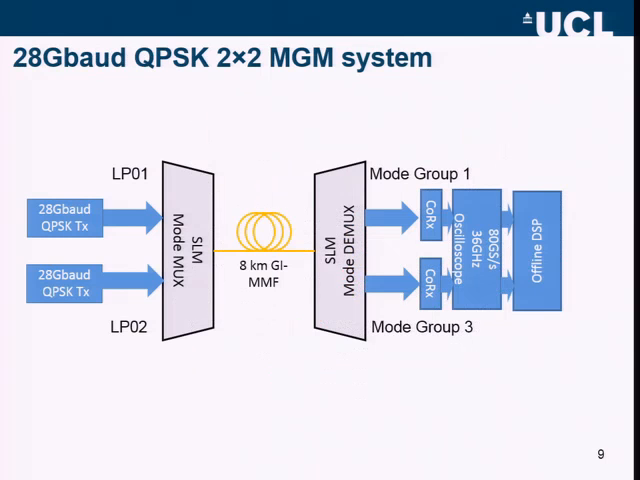So in order to compare the system performance, we use a 2x2 mode-group-division multiplexing system. At the transmitter, we're using a 28 gigabaud QPSK signal, and we're using a spatial light modulator to multiplex these two signals into LP01 and LP02. Then it's transmitted through 8 kilometers of graded-index multimode fiber. At the receiver side, another SLM demux is used to demultiplex the signal back into two independent coherent receivers. An 8-channel real-time scope is used to capture the waveforms, sampling at 80 gigasamples per second. And all three different equalizers have been applied offline using MATLAB.